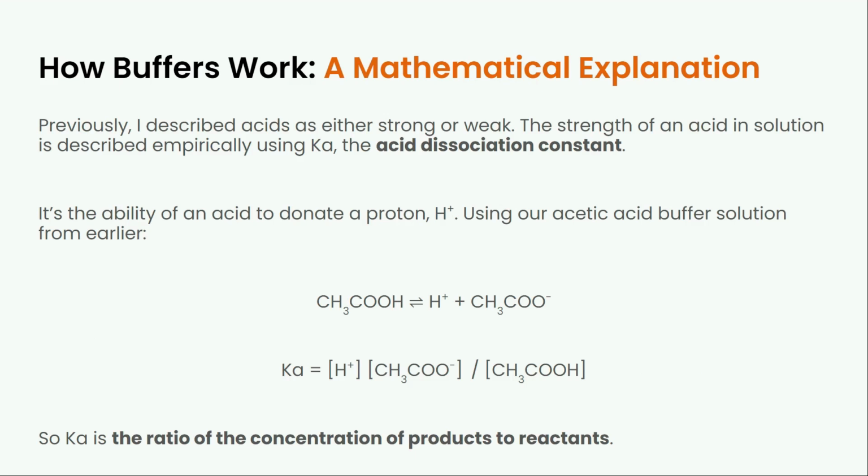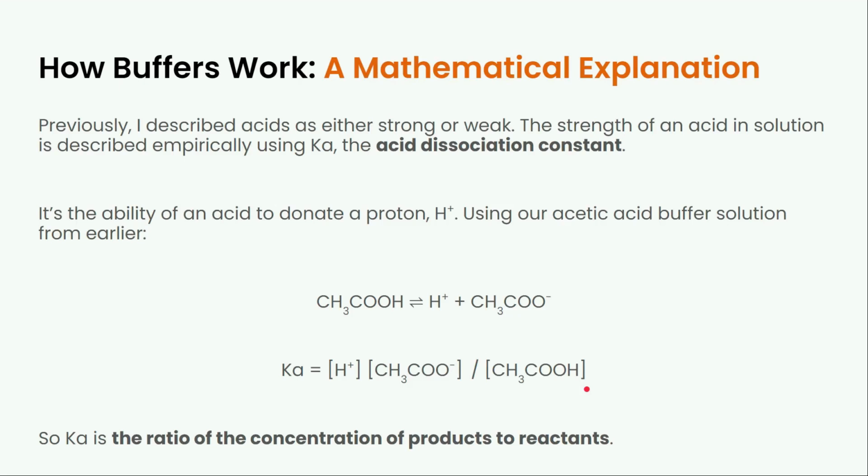Previously I described acids as either strong or weak, but in reality the strength of an acid in solution is described empirically using Ka, the acid dissociation constant. It's the ability or readiness of an acid to donate a proton, H+. So using our acetic acid buffer solution from earlier, if we were to define Ka for this system, it would be the molar proton concentration times the molar conjugate base concentration, all divided by the concentration of the undissociated acid. Or simply, it's the ratio of the concentrations of products to reactants when we dissolve some acid in solution.